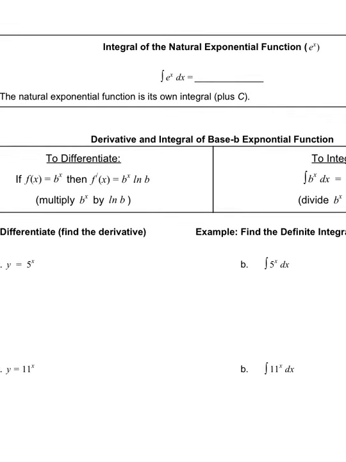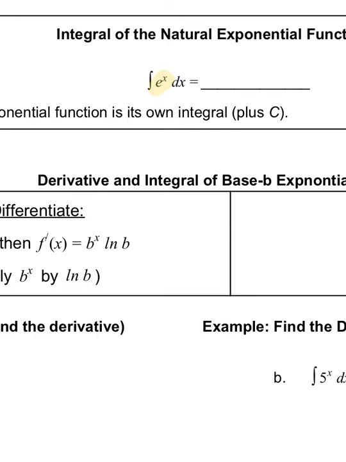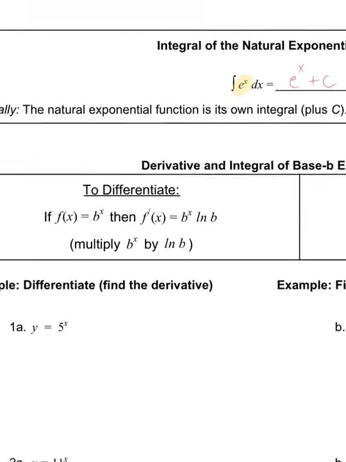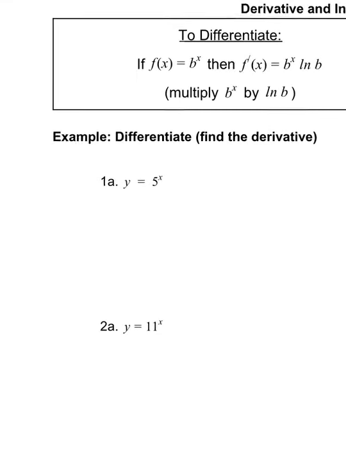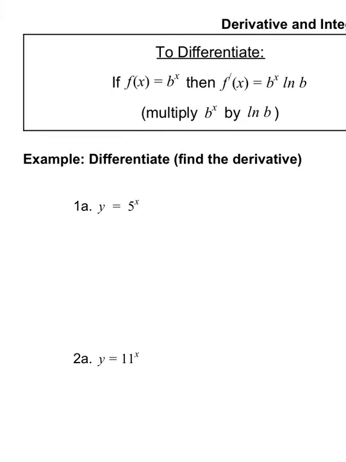The first one is the one we all know and love, e. Well, the derivative of e to the x is itself, e to the x, so guess what? The antiderivative of e to the x is e to the x plus c. It is itself. Yay! All right, now the next thing we're going to learn is the antiderivative of an exponential function of any base. So let's first review derivatives. Differentiate means to take the derivative.